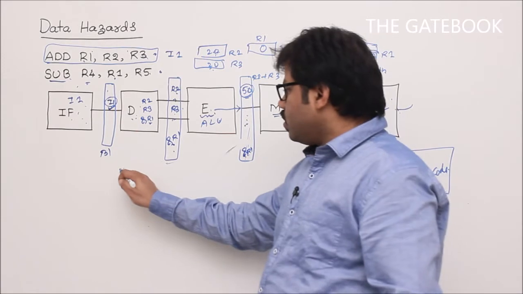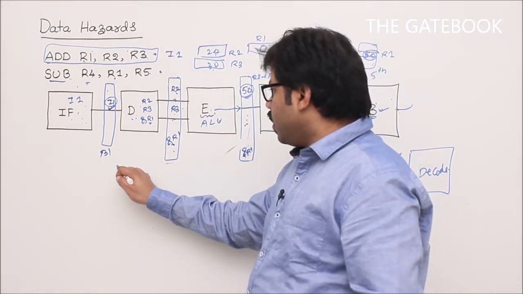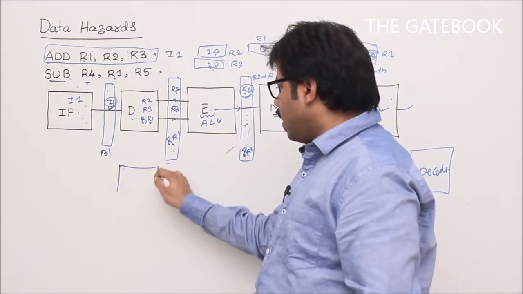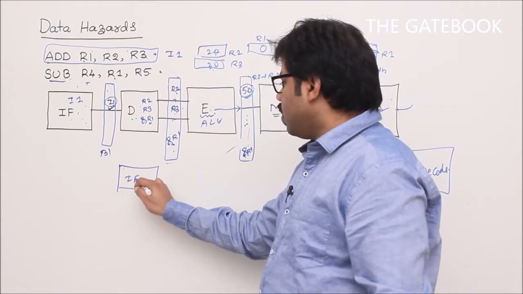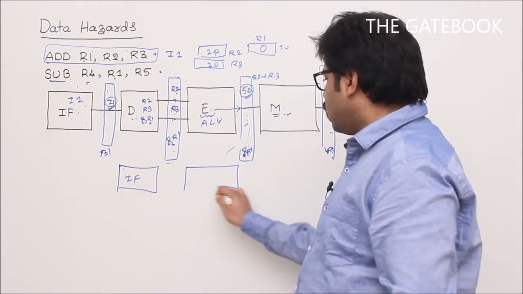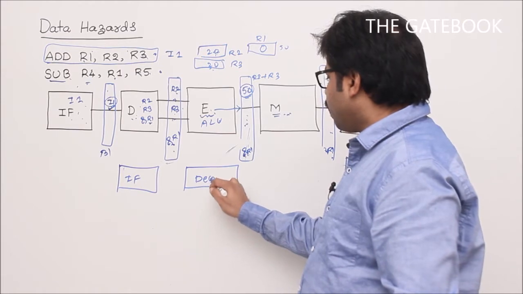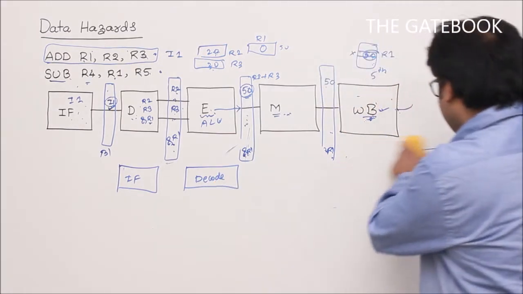For that, what I do is I blindly execute the instruction like this. Let me do it like this. Let us try here. Instruction fetch, and I don't stop. Decode. Okay, so let us continue.